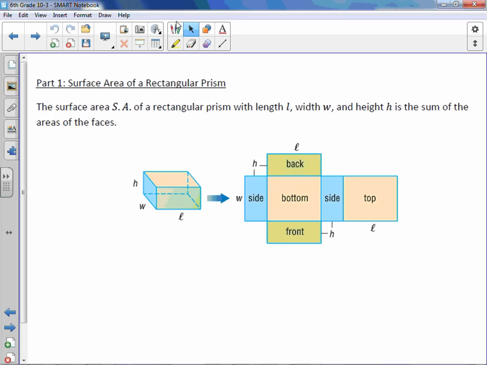The surface area, SA, of a rectangular prism with length L, width W, and height H, is the sum of the areas of the faces. So if we were to take this rectangular prism and unfold it, we would see this two-dimensional figure. Now, with a rectangular prism, it has three sets of congruent sides. So these two sides would be congruent, the bottom and the top would be congruent, and the back and the front would be congruent.